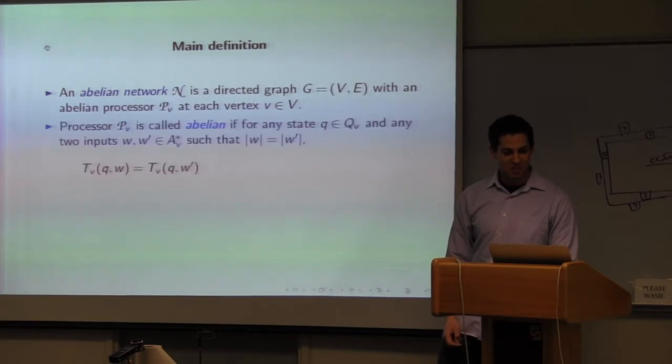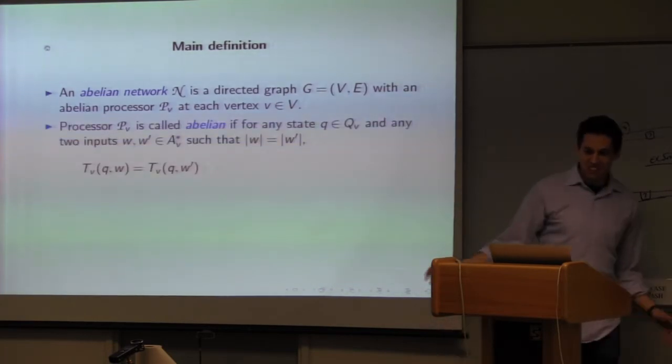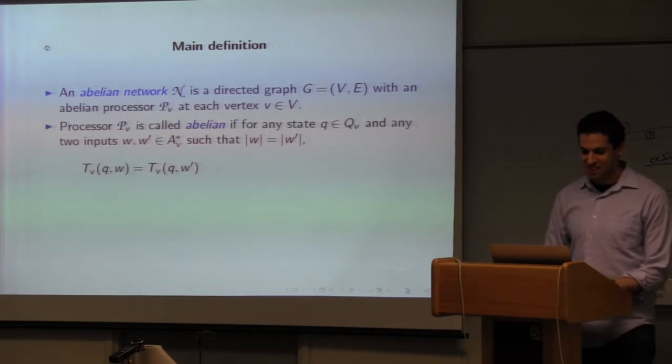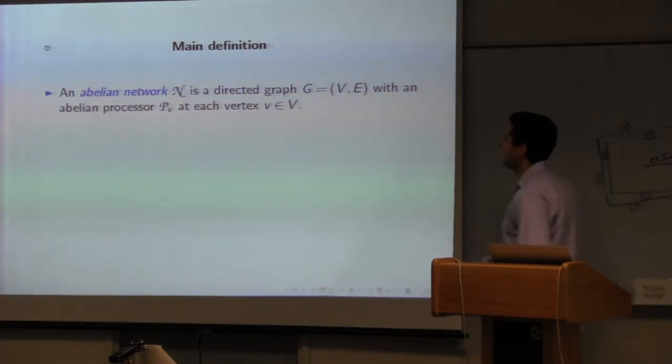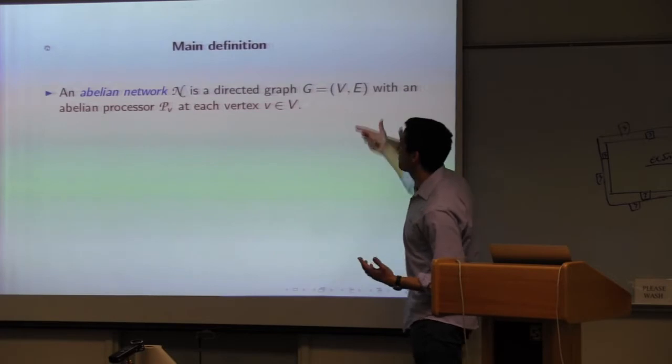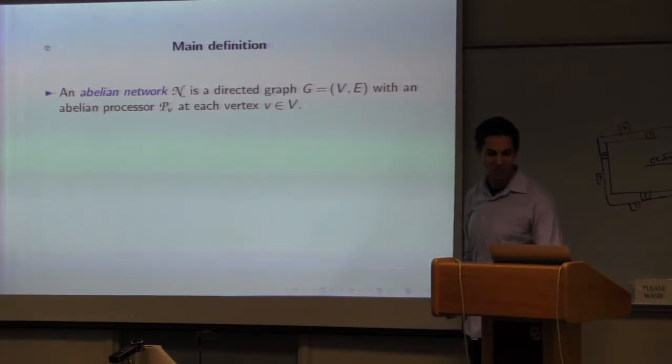Okay, so that's an example, but what is an abelian network in general? It's a directed graph with an abelian processor at each vertex. So I have to tell you what an abelian processor is.